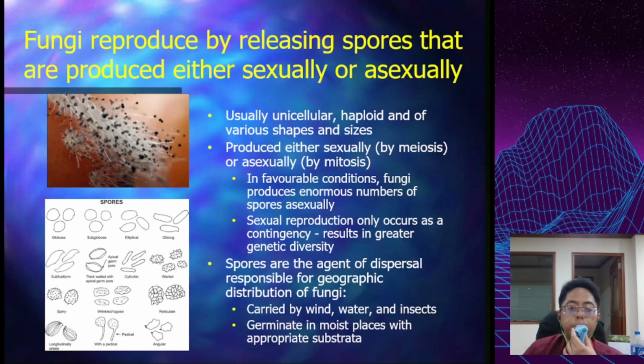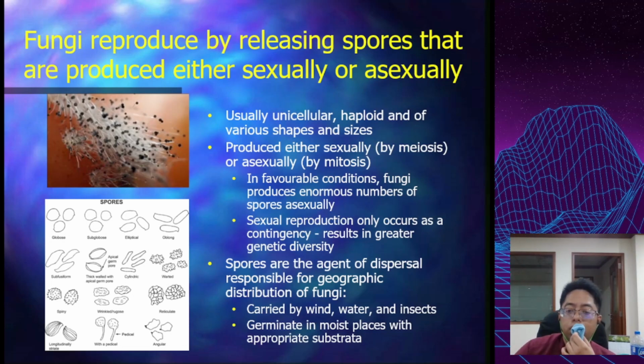So how do they reproduce? They either reproduce sexually or asexually. Sexually, it is by meiosis. Asexually, by mitosis. So by default, when the conditions are okay, they will just be doing mitosis, and that's enough. Okay, mitosis will create the spores that will be spread.